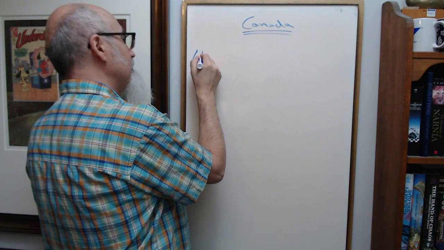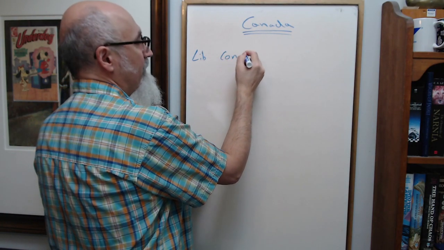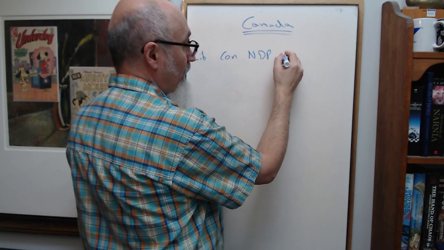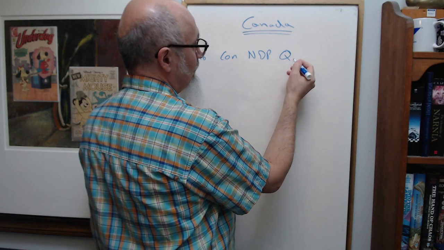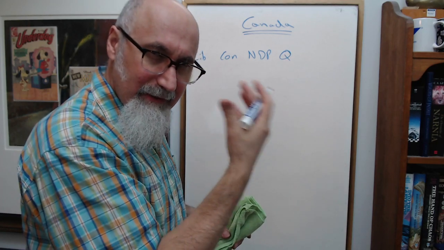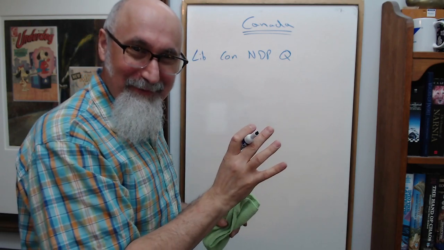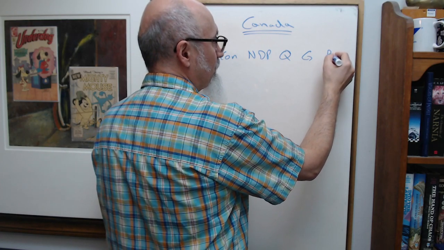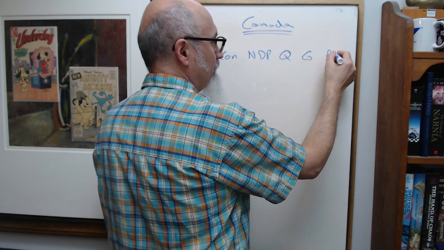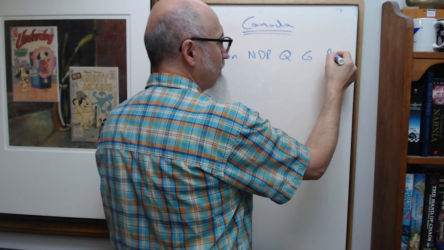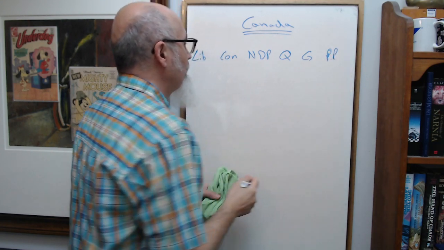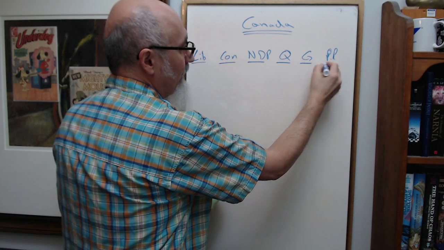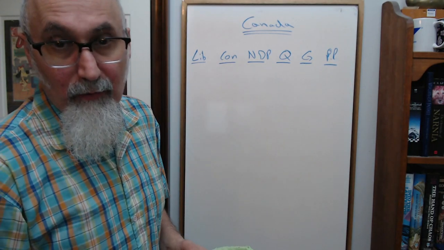So we got the Liberals, Lib. We got the Conservatives. We got the NDP. We got the Parti Québécois. Anyway, the party is in Quebec, right? We got the Greens, and we got the People's Party. We're going to call them People's Party. I'm just going to say PP. So we got 1, 2, 3, 4, 5, 6 different parties.